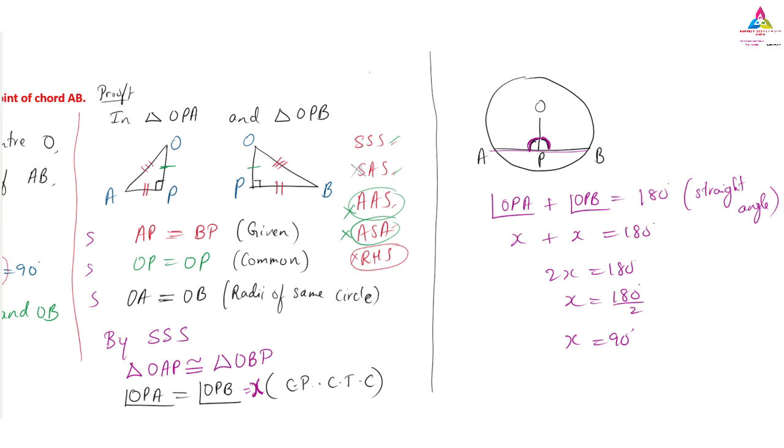So x is 90. What is x? x is nothing but angle OPA, that is equal to angle OPB, that is equal to x, that is equal to 90 degrees. Therefore we can say that OP is perpendicular to AB. This P that we have is having 90 degrees, so we will write it this way. When it is having 90 degrees, it is perpendicular to the base AB. That is the answer, and we got the answer.